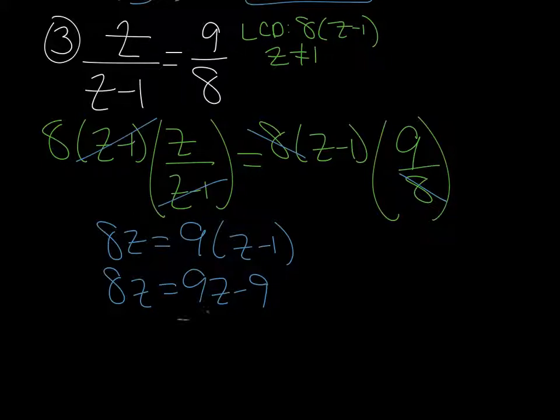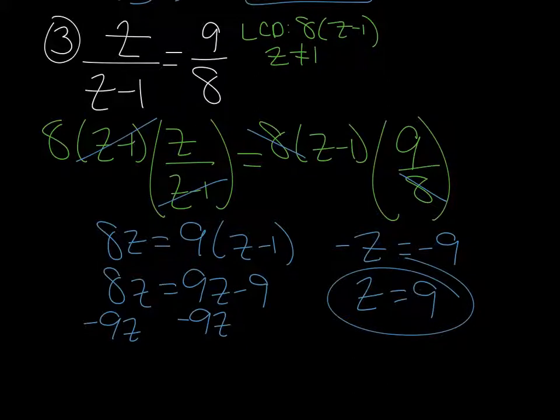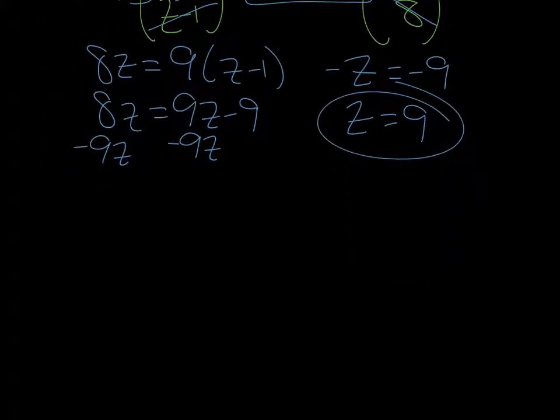Get my z's on the same side of the equal sign. So subtract 9z from both sides. So I have minus z equals minus 9, but I don't want to know what minus z is. I want to know what a positive z is. So if negative z is negative 9, what is positive z? Just 9. Okay. And then just double check. Does it fit in with my restriction? Does it cause a problem, I guess was my question. No, because I said z can't be 1, and I got z equals 9. Okay, just a few more.